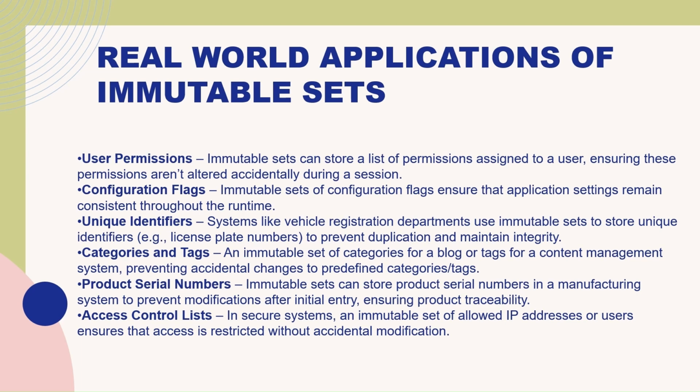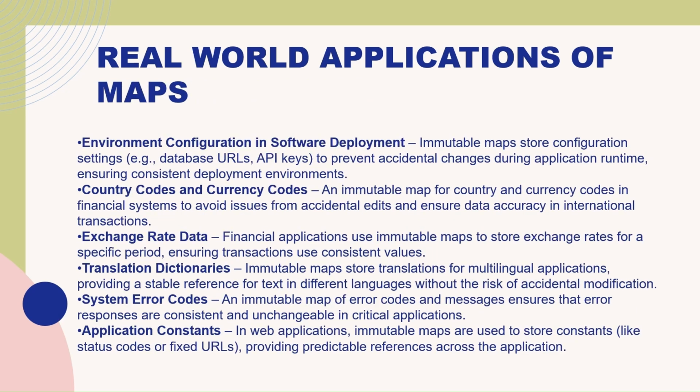Product serial numbers: immutable sets can store product serial numbers in a manufacturing system to prevent modifications after initial entry, ensuring product traceability. Access control list: in secure systems, an immutable set of allowed IP addresses or users ensures that access is restricted without accidental modification.